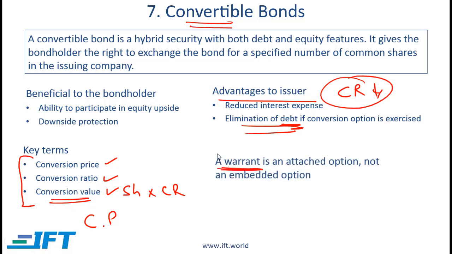Another term that you need to be familiar with is warrant. A warrant is an attached option, not an embedded option. Attached in the sense that this has an identity of its own, as opposed to an embedded option which only exists in the context of a bond.